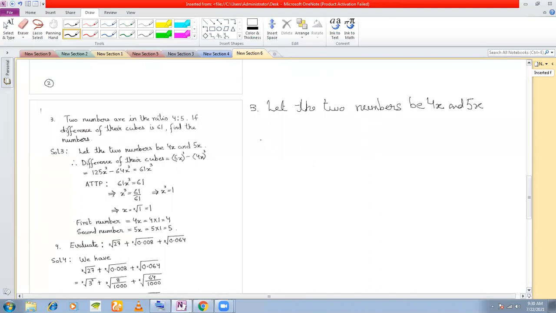Now the difference of the cubes is 61. Difference, what do you mean? When I say difference between A and B.